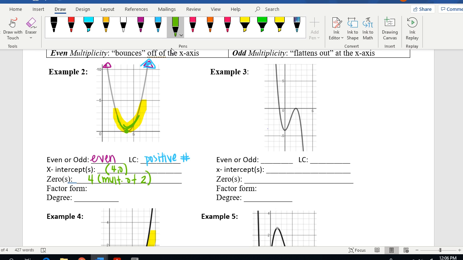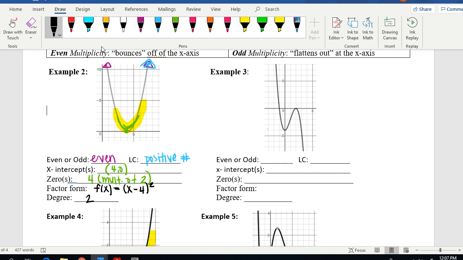All right. So now let's write this in factored form. So I'm going to have f of x. I'm going to do the opposite. So the opposite of a positive 4 is negative 4. And then when I see a multiplicity of 2, that means an exponent. So I'm going to put a squared up here. And that is your final factored form equation. And then the degree is 2.